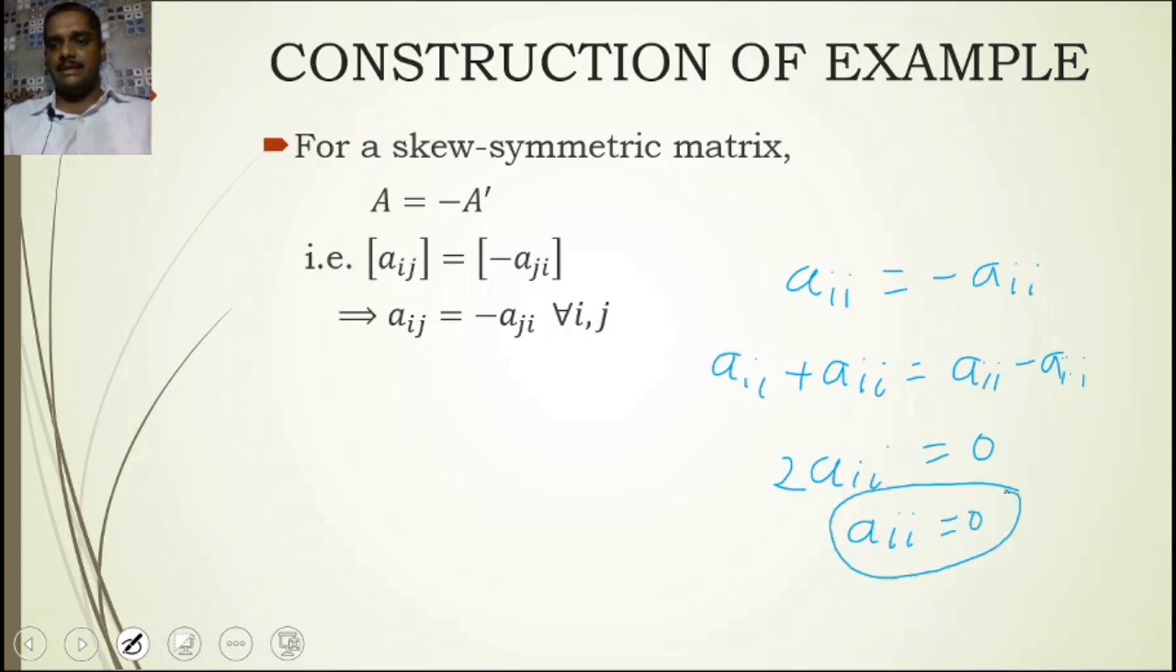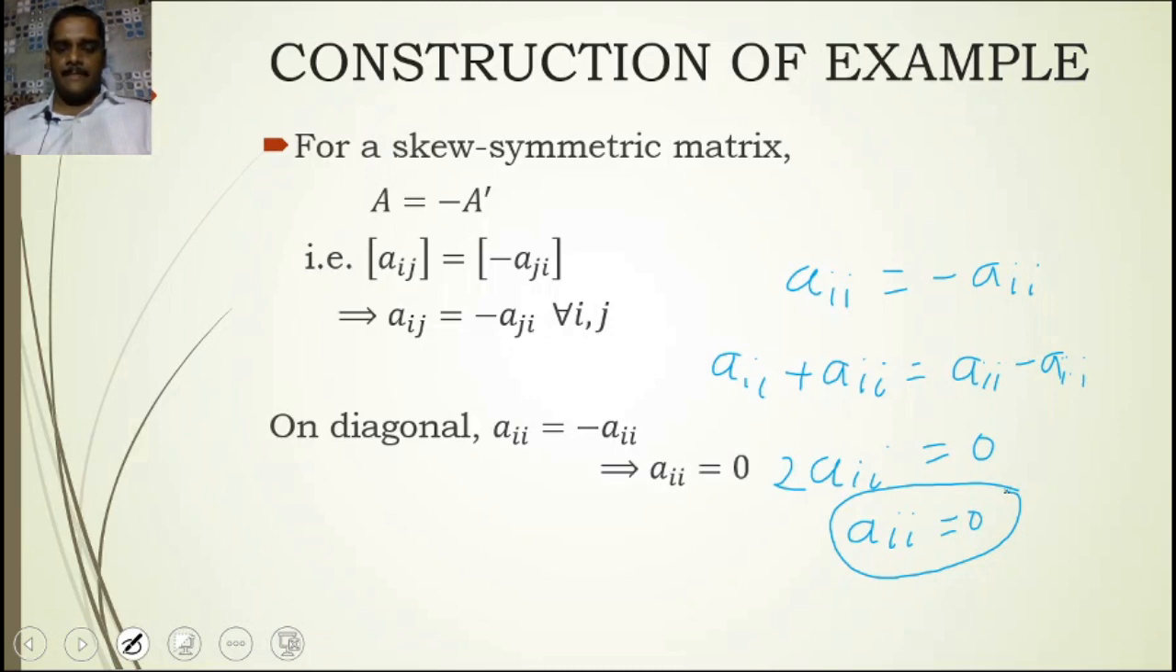And what do you understand by this? Nothing but diagonal entries are 0. We have to put the diagonal entry as 0. We can't have a non-zero entry on the diagonal for the construction of an example of a skew-symmetric matrix. So for a skew-symmetric matrix, the diagonal entry is always 0.